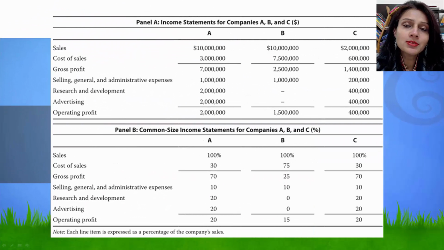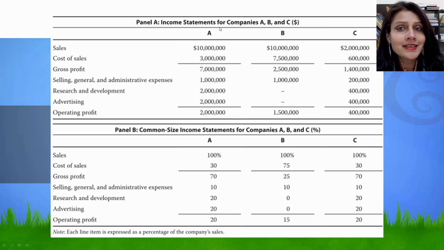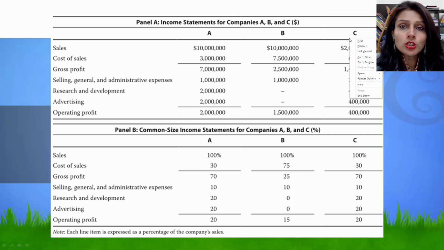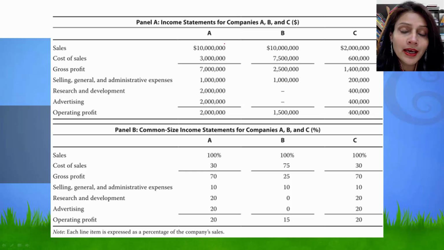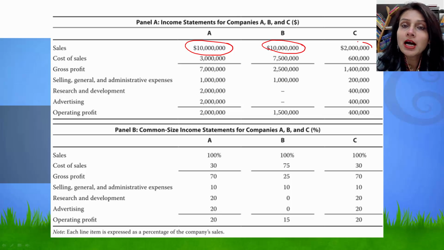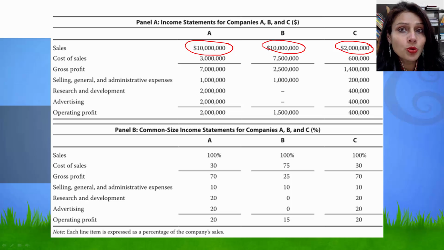Now, this is the income statement of three different hypothetical companies, company A, B, and C. The top portion shows you what the generic income statement would look like. That is the numbers. And you can see that company A has sales of $10 million. So does company B. And company C has sales of $2 million. And let's assume that these three are peer companies. That is, they all are in the same industry.